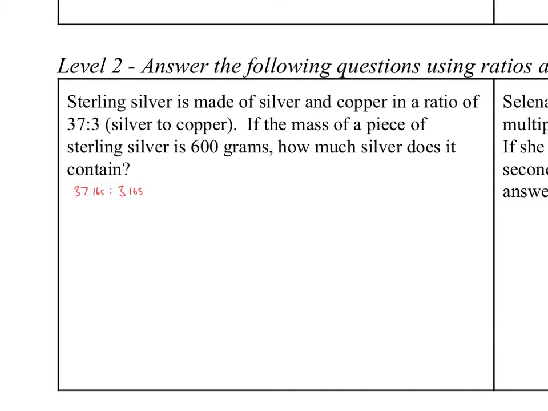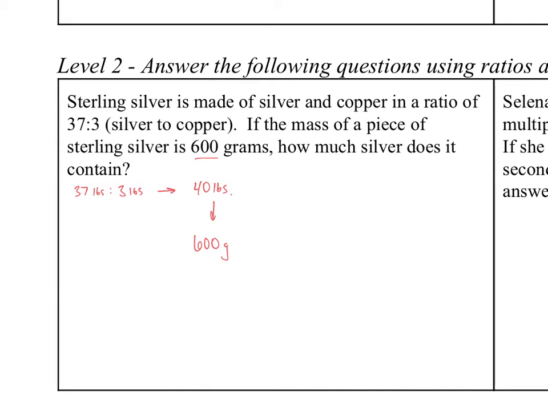And so what you should think about this then as is a 40-pound sample, right? Because 37 of its parts are made of silver and the other 3 parts are made of copper. So this is a 40-pound sample with a ratio of 37 to 3, silver to copper. So what we're dealing with here is the mass of a piece of sterling silver measured in grams. Okay, so 600 grams of sterling silver is what we are working with.